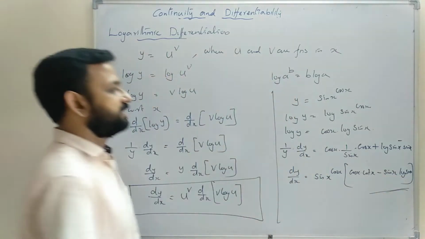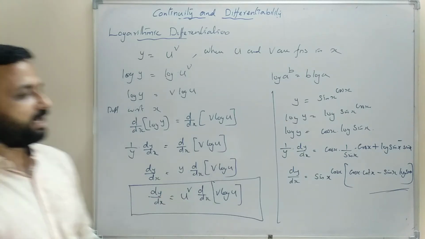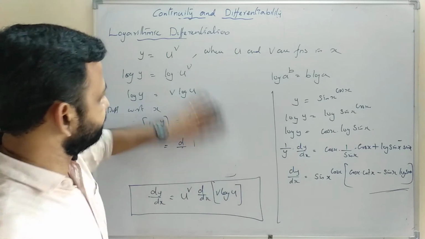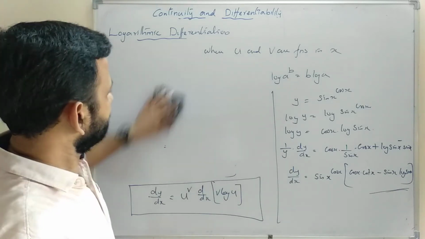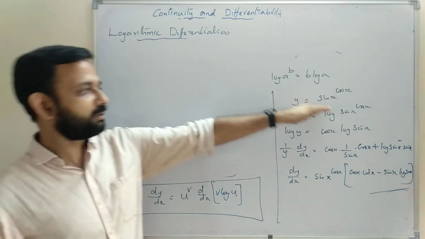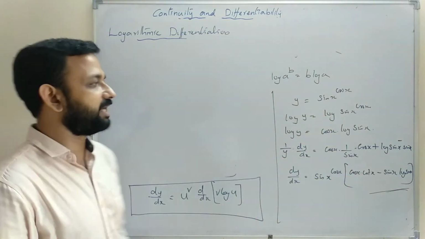We can differentiate like this. If we use this formula, then we can do like this. So this is one method, logarithmic differentiation, taking logarithm on both the sides, then we will get the answer.